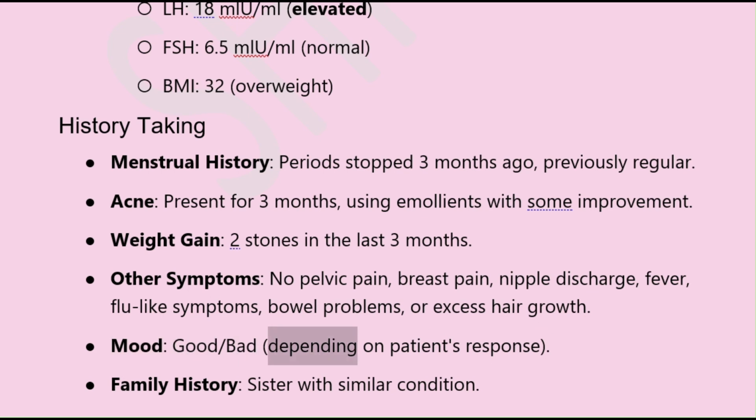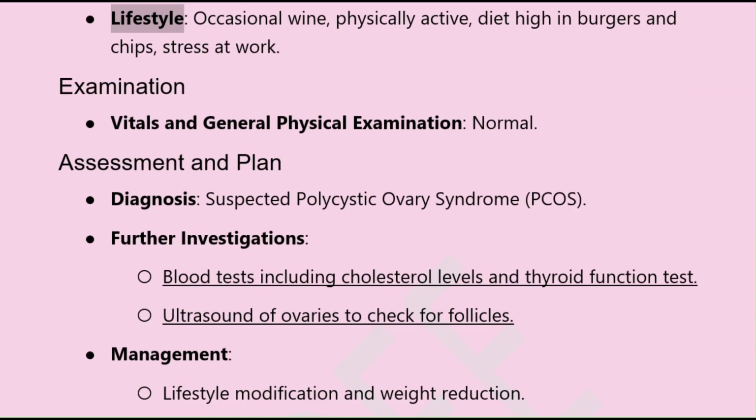Mood: good or bad, depending on the patient's response. Family history: sister with similar condition. Lifestyle: occasional wine, physically active, diet high in burgers and chips, stress at work. Examination: vitals and general physical examination normal. Assessment and plan. Diagnosis: suspected polycystic ovary syndrome, PCOS.